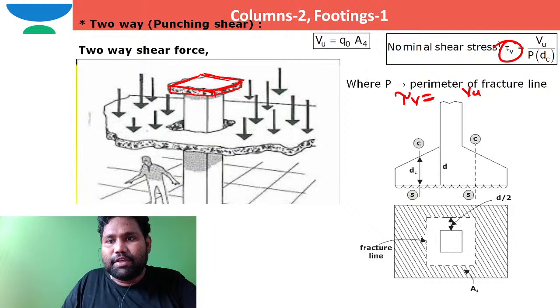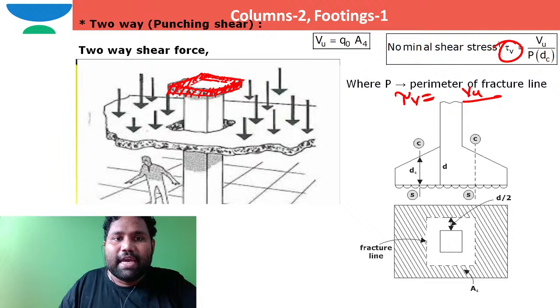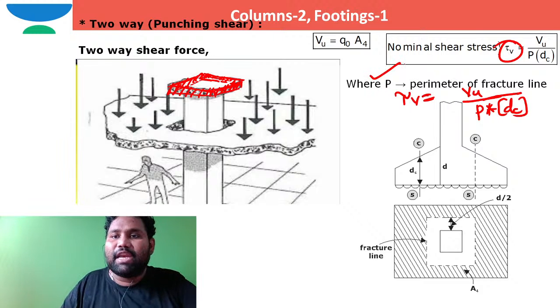The shear force is V, and the shear stress is developed on this hatched area. What is this hatched area? This is nothing but the perimeter of the fracture line. So I can write tau v is equal to V by this hatched portion area. The hatched portion area is the perimeter of fracture line p multiplied by the effective depth of the section at the critical section, which we call dc, right? So p stands for perimeter of fracture line.